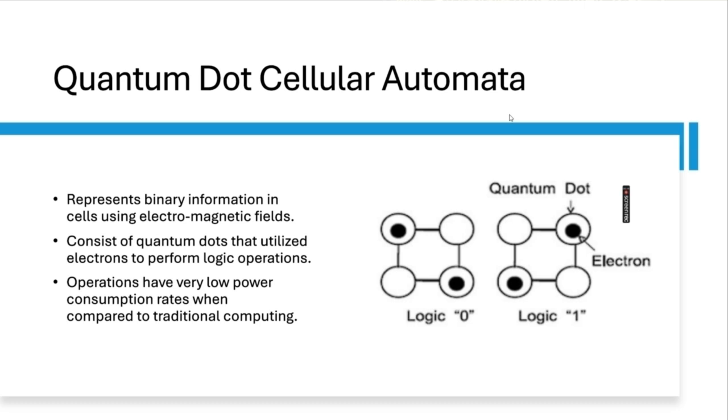Quantum dot cellular automata represents binary information in cells using electromagnetic fields. In the diagram, it shows information being represented using these dots that consist of an electron or no electron, and how they're arranged is how they process information. They have very low power consumption when compared to traditional computing.